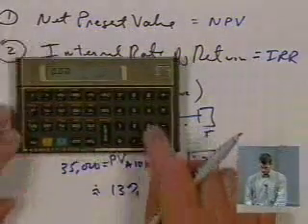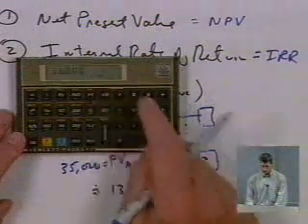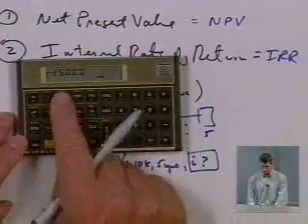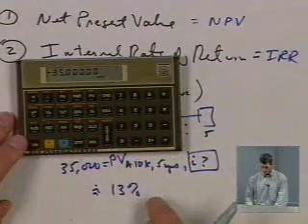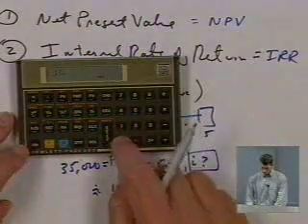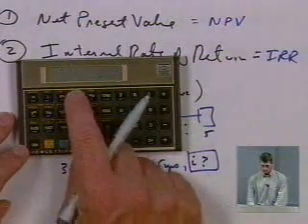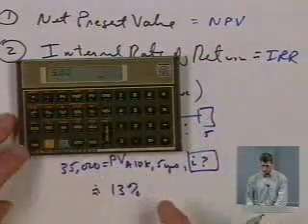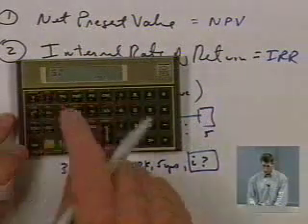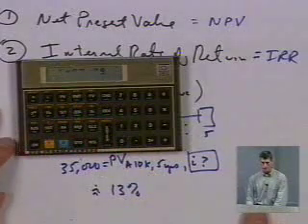In this case, 35,000, and I'm going to change the sign on that, make that negative, is the present value, or the amount today. And 10,000 is the payment per period, which would be that amount right there. 5 is the number of periods, and I'm solving for the interest rate, which I just hit I, and it's now solving for the interest rate.